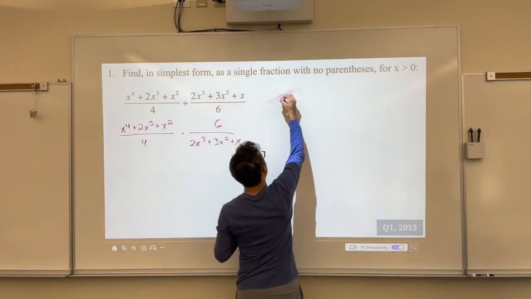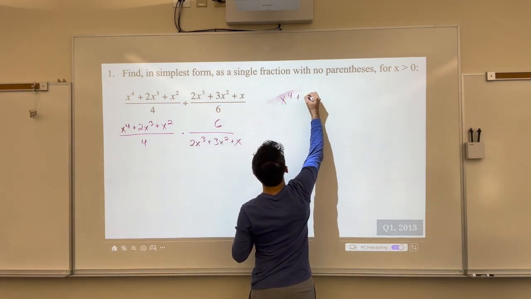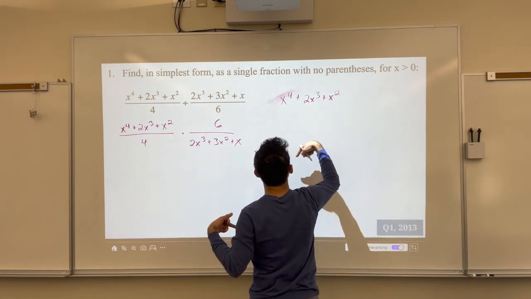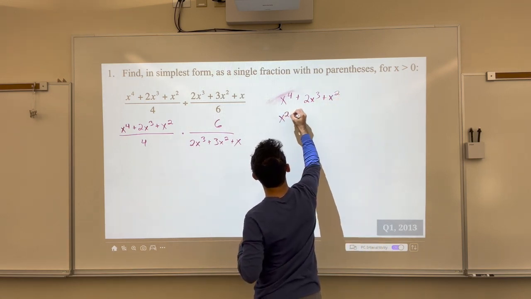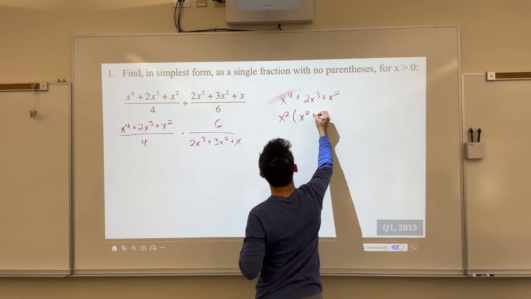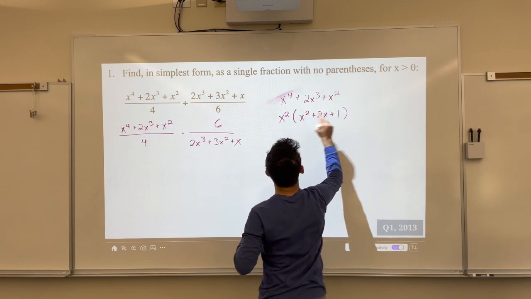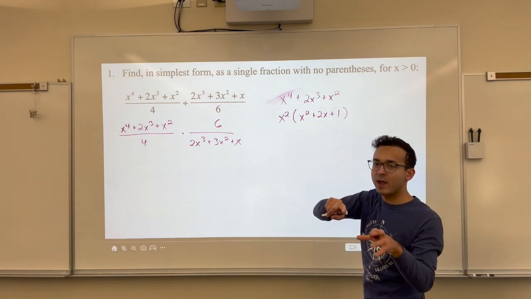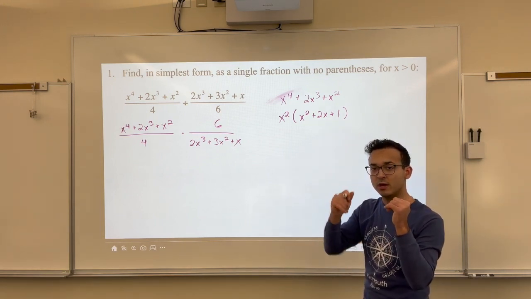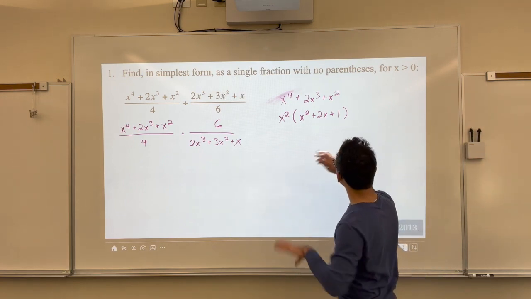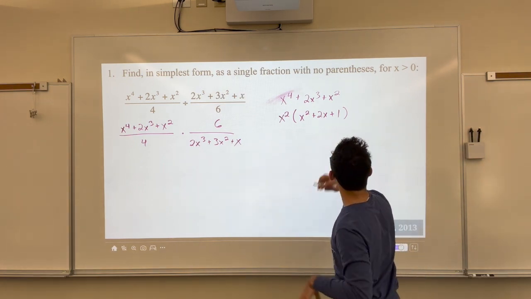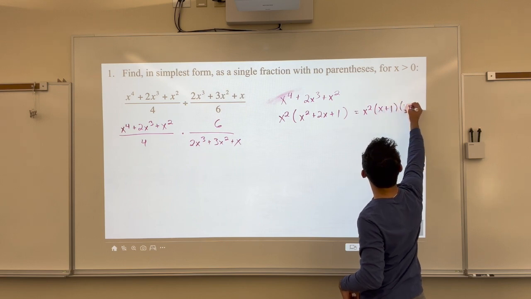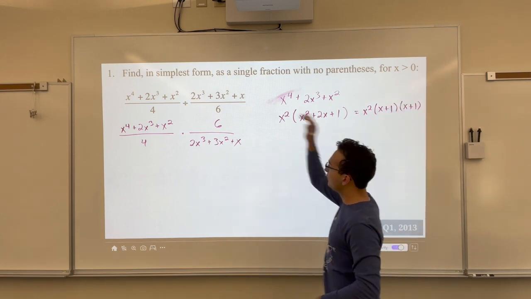So we have x to the fourth plus 2x cubed plus x squared. Well, of course, an x squared can come out of that. So it's going to be x squared times x squared plus 2x plus 1. And notice that x squared plus 2x plus 1 is a perfect square. That's actually going to be x plus 1 squared. So the final factored version of that numerator is going to be x squared times x plus 1 times x plus 1. So now we have that.